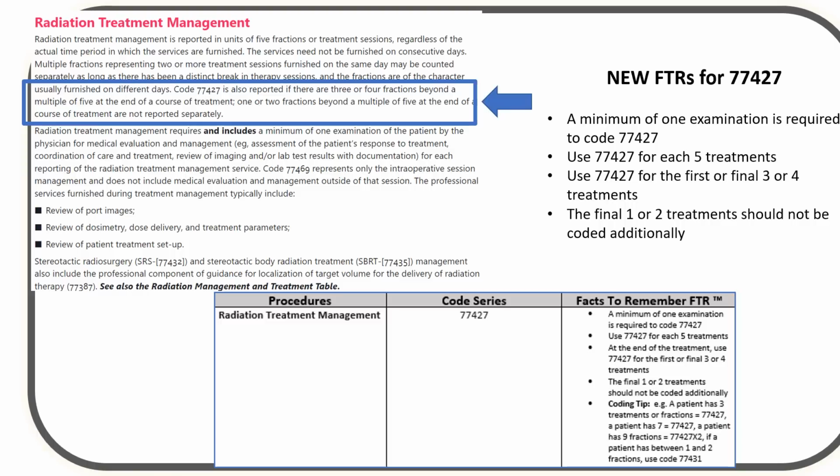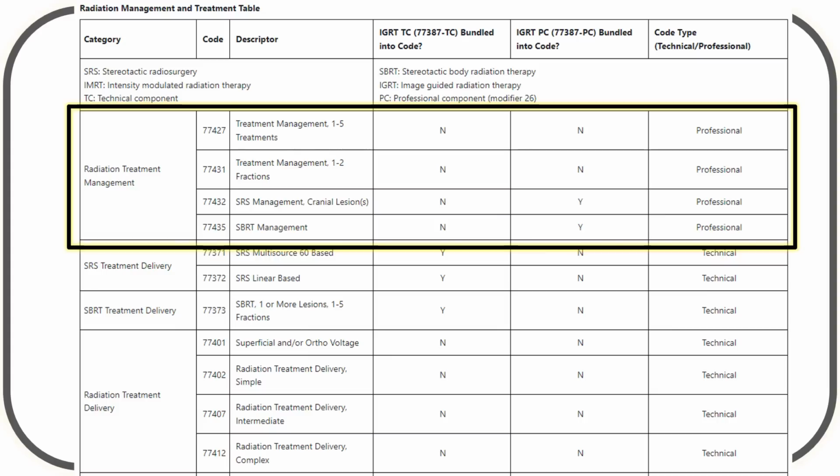All right, I've got a scenario. Oh, I got a little ahead of myself. I want to show you the chart, the radiation management and treatment table. It might not be pertinent to the point I'm trying to make today, but it is pertinent because it lets you know that 77427 is a professional component. You're actually coding for the professional services.